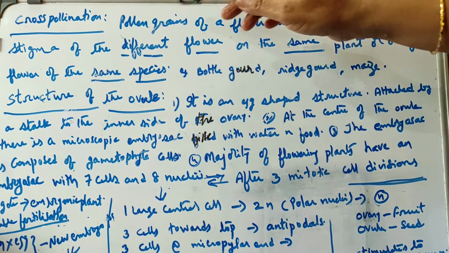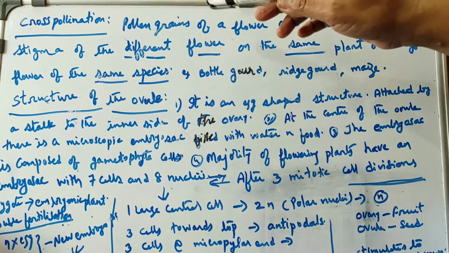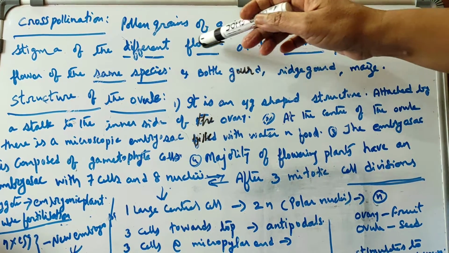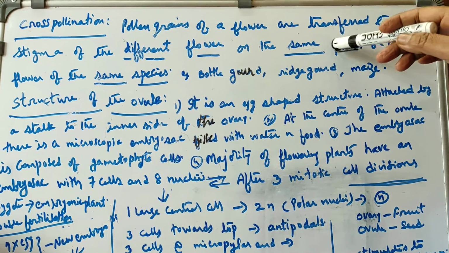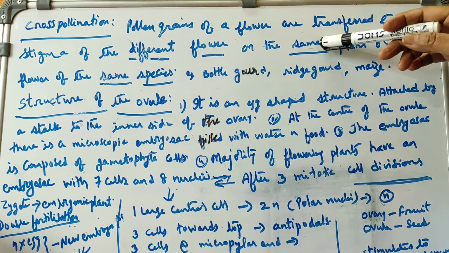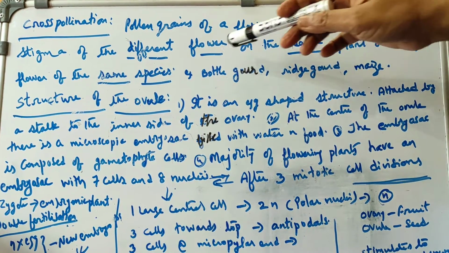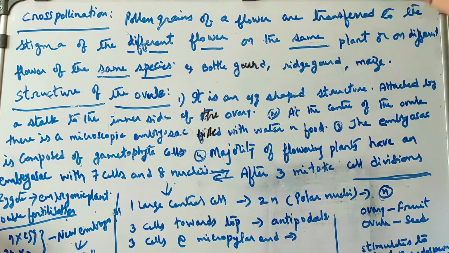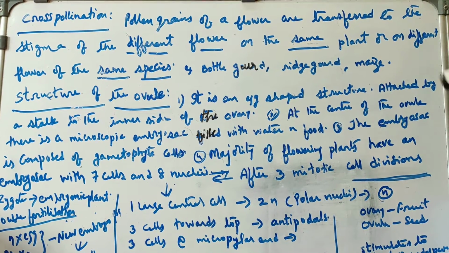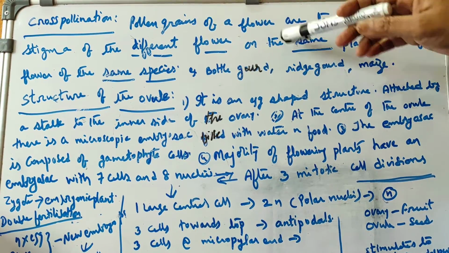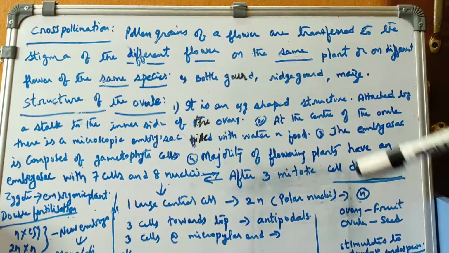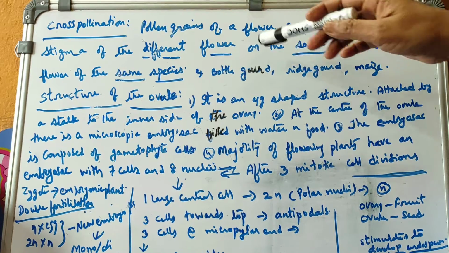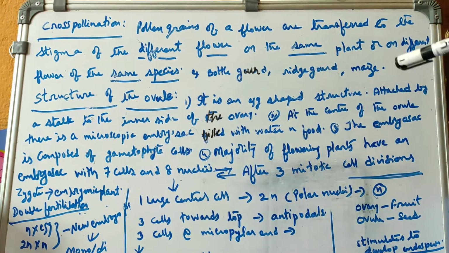So the male flower will produce the pollen grains, and that will be transferred to the carpel of the same plant, of a different flower, or else of a different plant of the same species. Sometimes because of the length or time of ripening, all these factors will influence the fertilization. Sometimes they also depend on the flowers of other plants. Examples are bottle gourd, ridge gourd, or maize, etc.